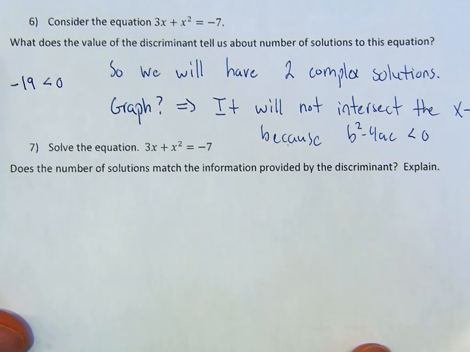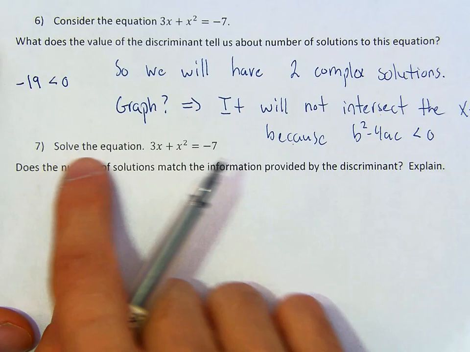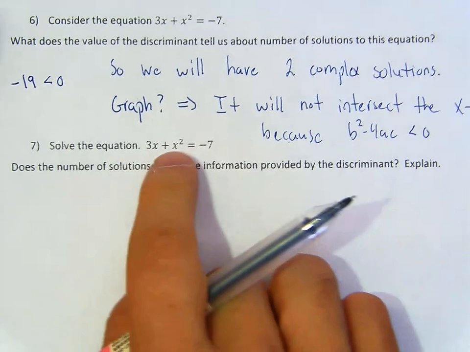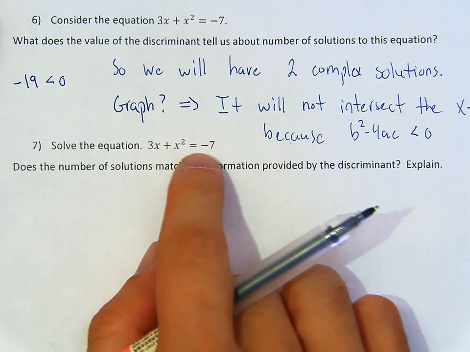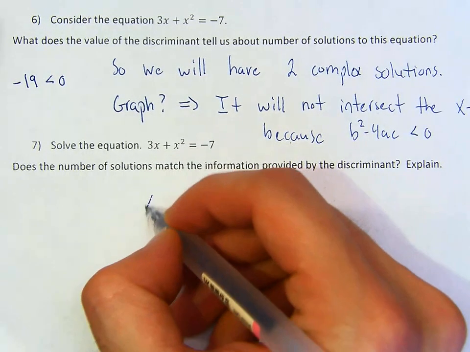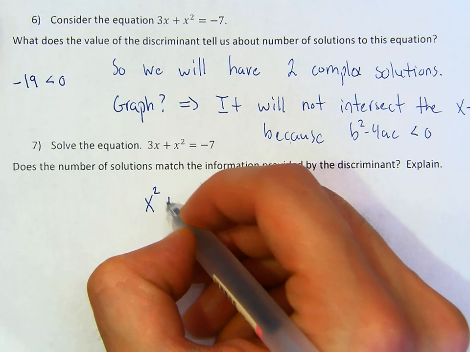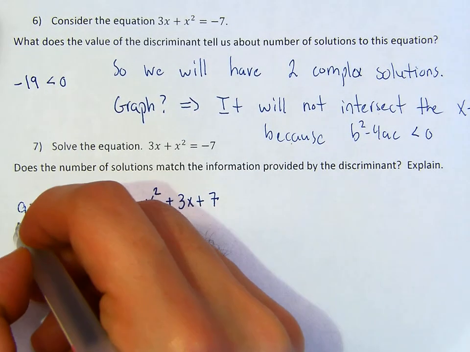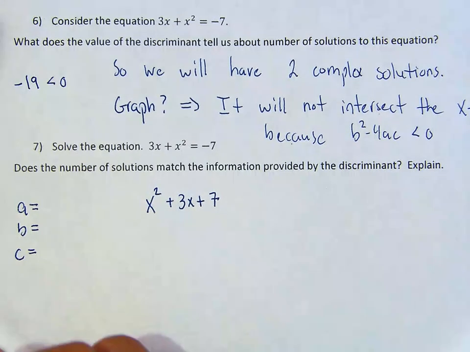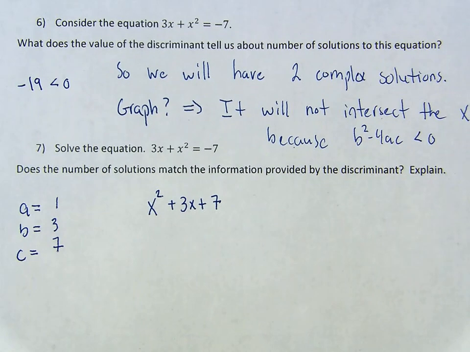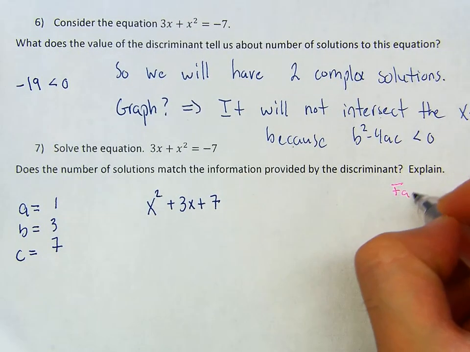Okie dokie. Now, what is it asking us? It's saying solve the equation. So first, same idea, we're going to put this into standard form, and we already did that, right? So what is the standard form for this? It's x squared plus 3x plus 7. And what is your a, what is your b, what is your c? This is 1, 3, and 7. Now, what do we need to do to actually solve this? Can we factor?